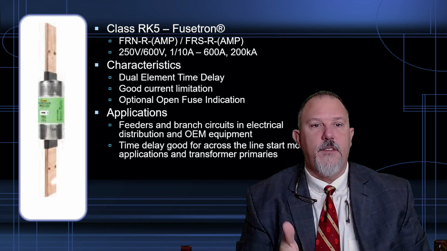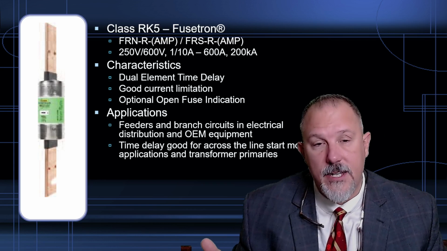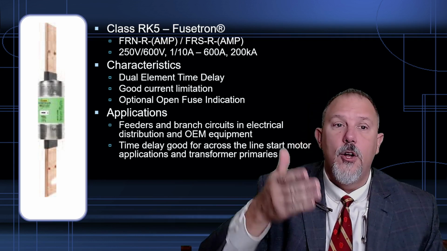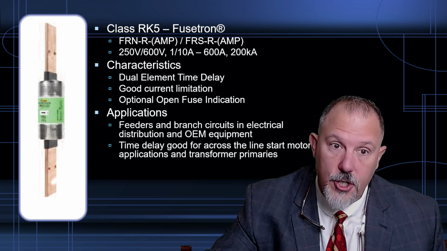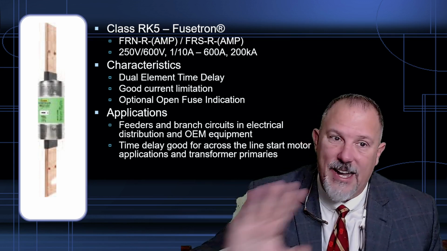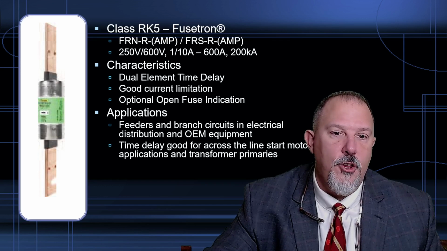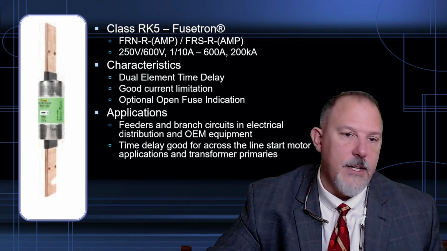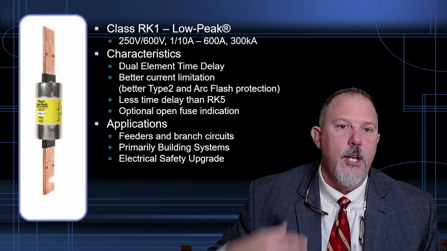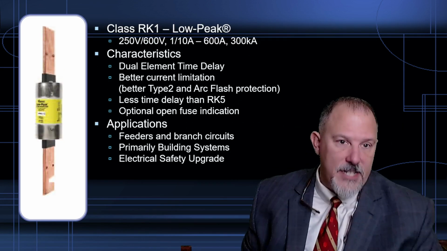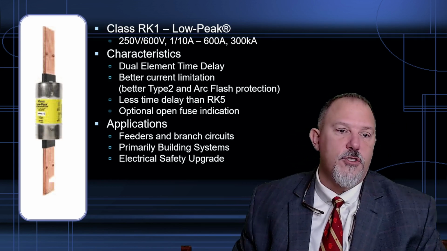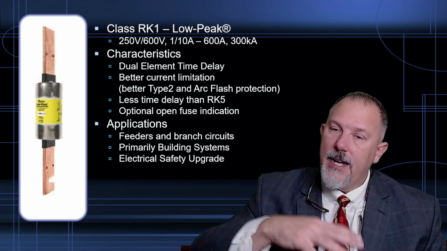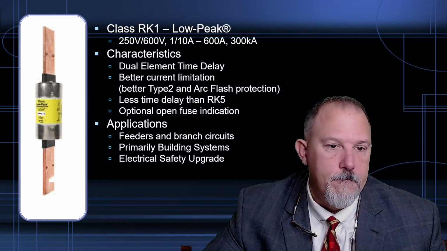This is your 250 volts, 600 volts, 1/10 of an amp to 600 amps, 200,000 amp interrupting rating, RK5 fuses, dual element time delay, good current limitation. Remember, current limitation, high currents. And you can put these on feeders and branch circuits. Good for motor starting applications, all that good stuff. RK1, dual element time delay, better current limitation, less time delay than an RK5. Again, feeders, branch circuits. Primary. When you hear time delay, you're looking at that overload region.